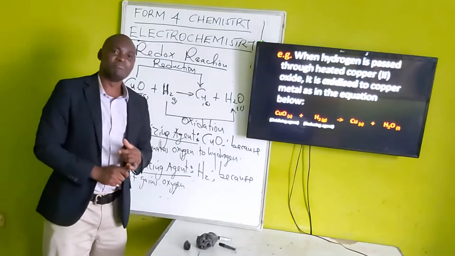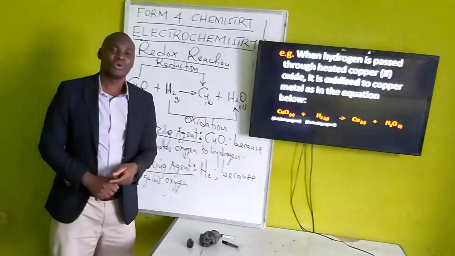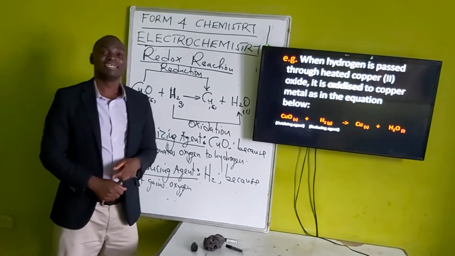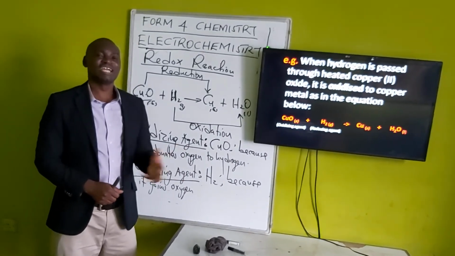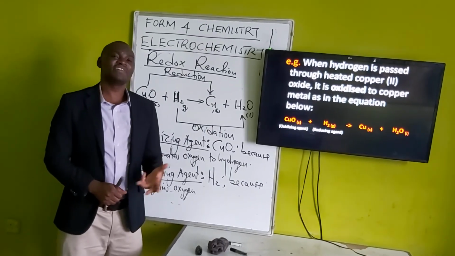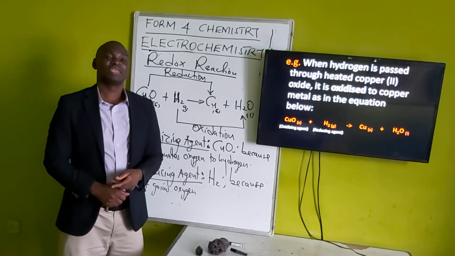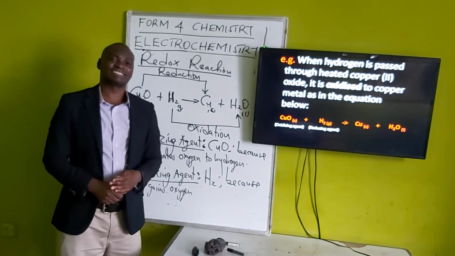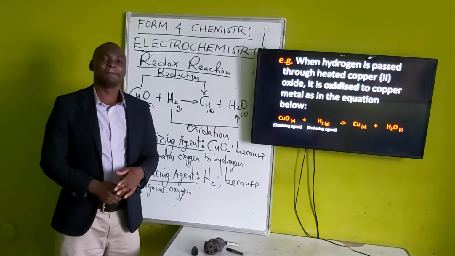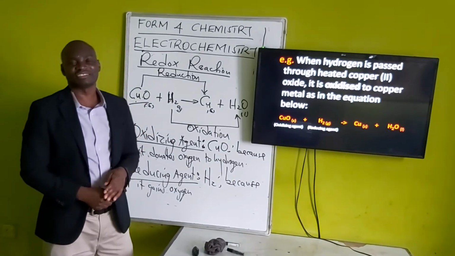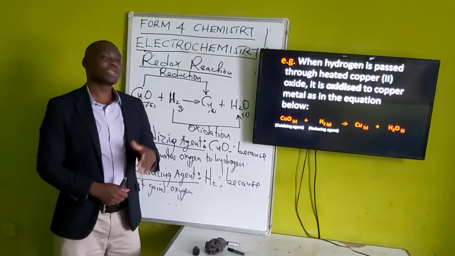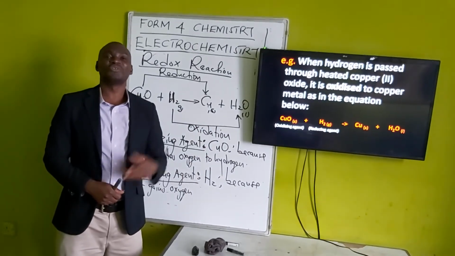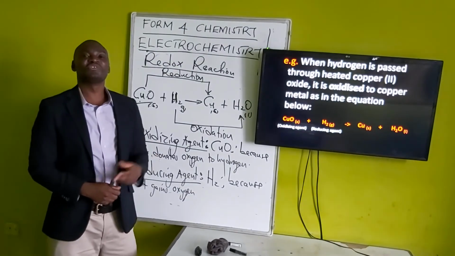So we have managed to define electrochemistry. We have managed to look at redox reaction based on transfer of oxygen. Now you can identify a reducing and an oxidizing agent when given a redox reaction, and at the same time you can also identify the oxidation process and reduction process based on oxygen transfer. So in our second class, we are going to look at the definition of redox reaction based on transfer of hydrogen.